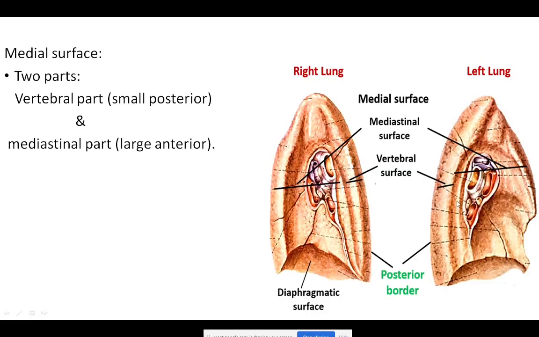What is the medial surface of the lung? There are two parts. This is the anterior surface of the lung. This is the posterior surface of the lung, then the posterior border of the lung, and the medial surface of the lung. It consists of two parts, that is the vertebral part and the mediastinal part. This is the mediastinal part and the vertebral part.